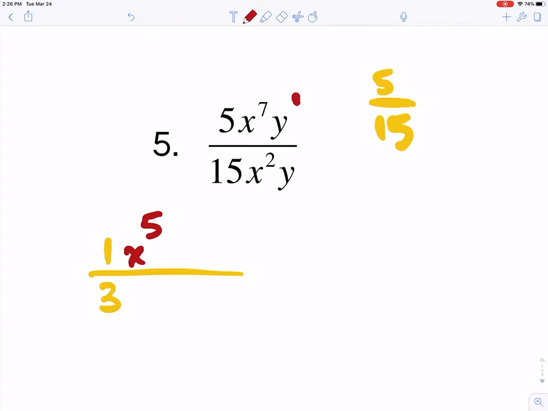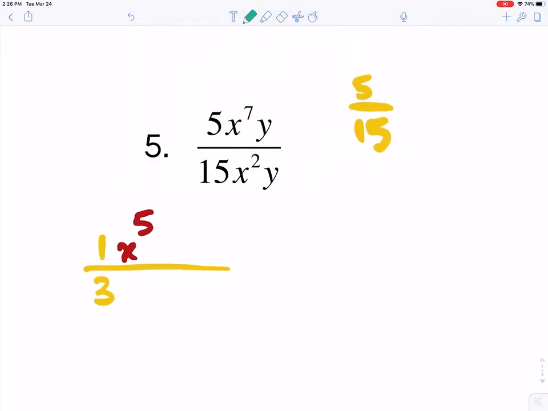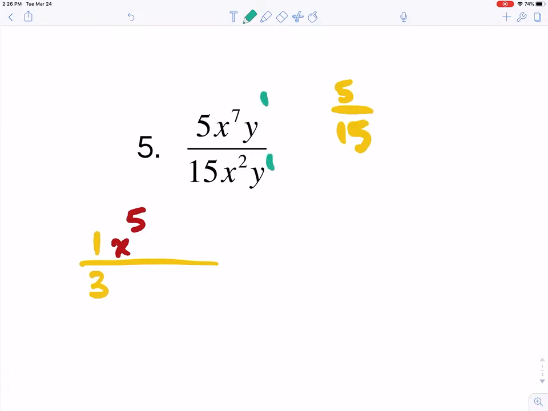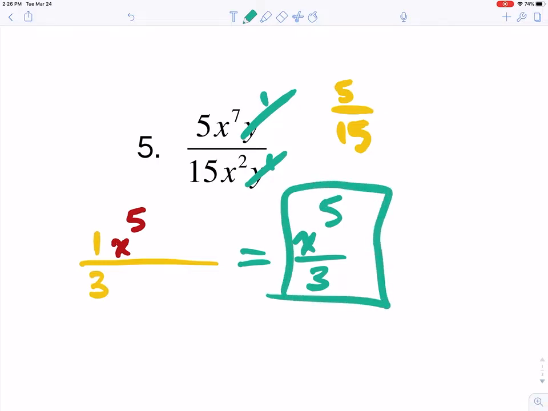And then I really have y to the first. Let me use a different color. Y to the first, so 1 minus 1 is 0, or in other words, they'll divide each other out. So my final answer here, you could write 1 in front, but it's essentially just x to the 5th over 3.